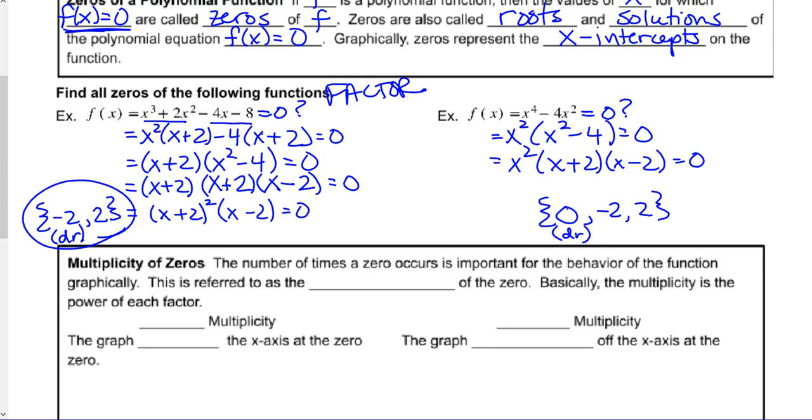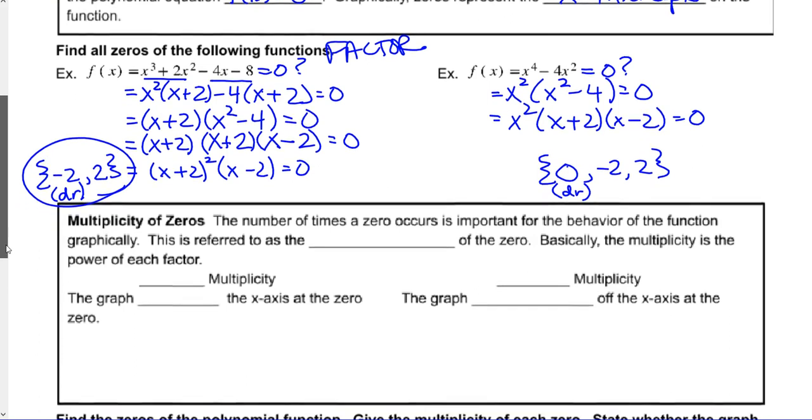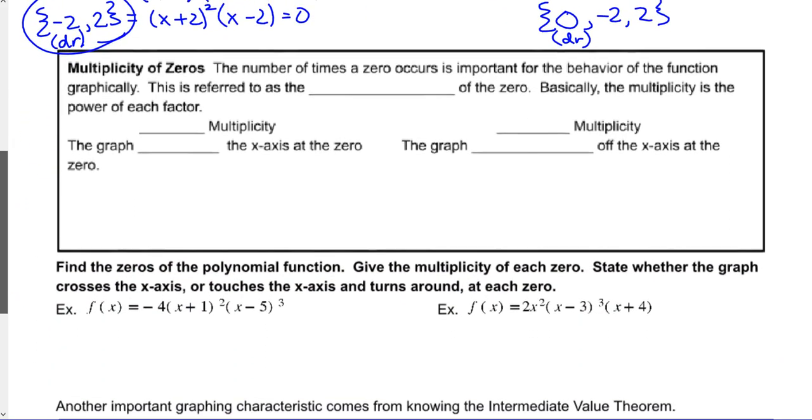Okay? All right, so first we had the leading coefficient test to give us our end behavior. Now we found the zeros of our polynomial function. And next we're going to talk about the multiplicity of these zeros, okay? So this just determines some characteristics on my graph whenever I'm going to be putting this all together, okay? So the multiplicity of zeros is the number of times a zero occurs. For instance, remember this one was a double root, it occurred twice, this one occurred one time. This is important for the behavior of the function graphically.